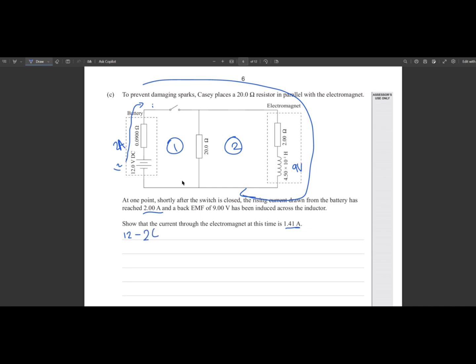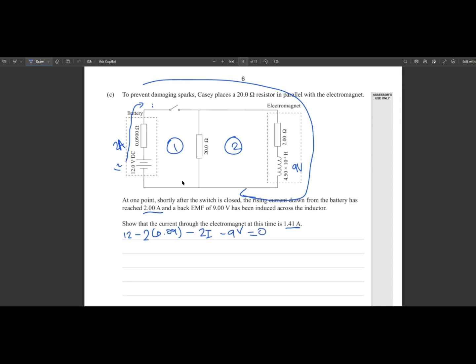So we're just going to go 2 amps multiplied by the resistance, minus our other 2 ohm resistor. I don't know the current through that because the current splits at this junction. So minus 2i, and then we also have a back EMF of 9 volts, so that means it's going to be negative 9 volts, and that completes the circuit, and all of this equals 0.